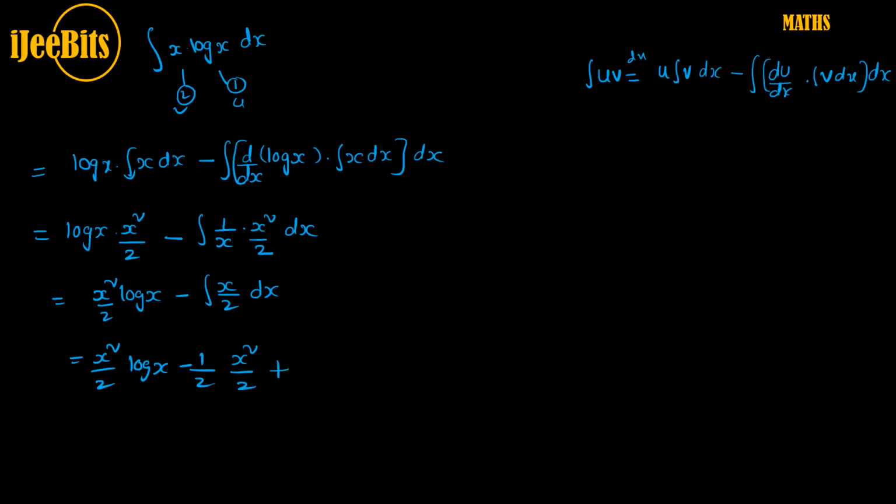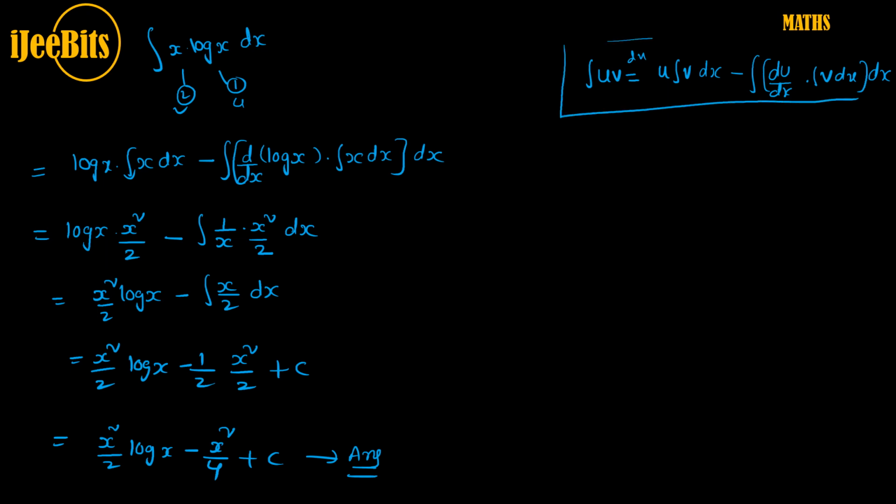So how do you rewrite it? x squared by 2 log x minus x squared by 4 plus c. This would be your answer. Clear? So this formula you have to remember and then practice.